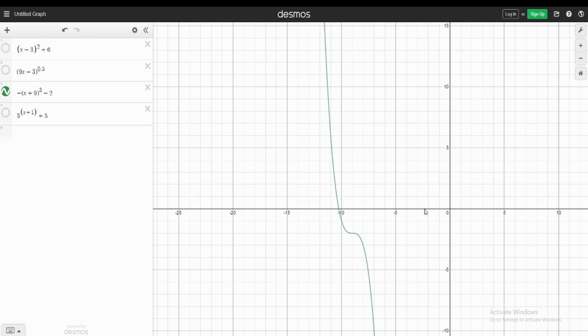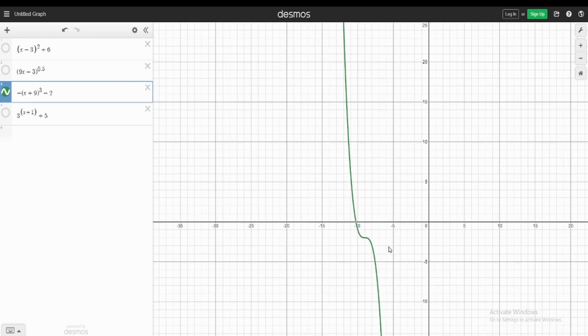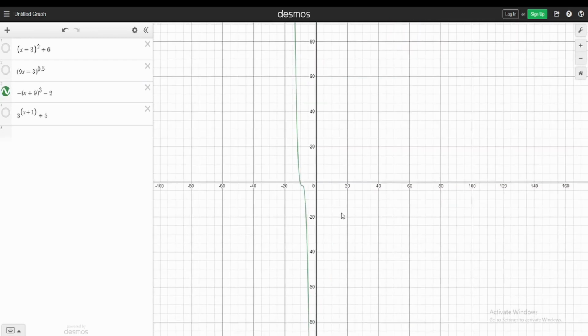Next function, we have this cubic. Now cubic, as I said before, there's nothing real special about it. The domain is x is an element of real numbers, and the range is y is an element of real numbers as well.